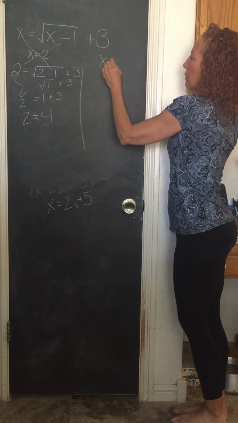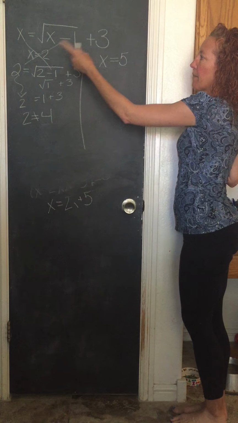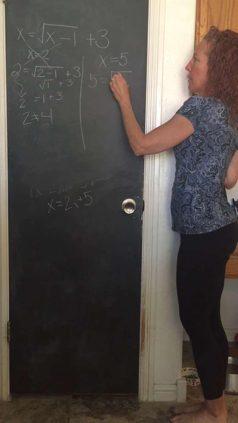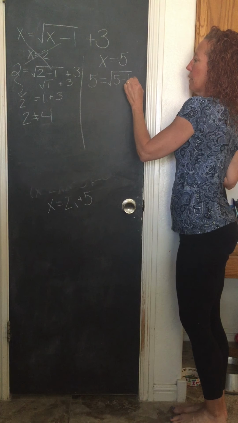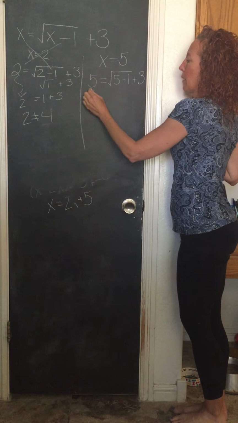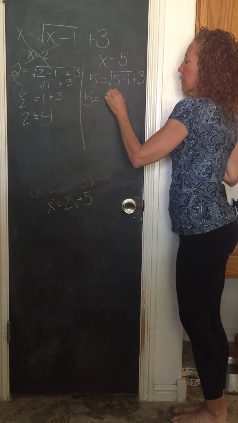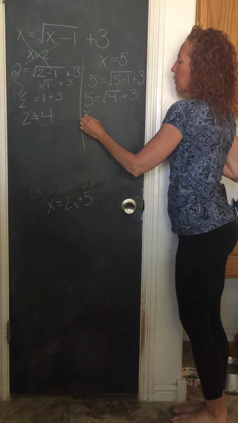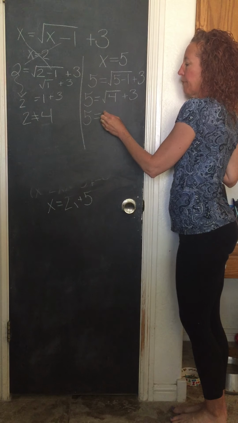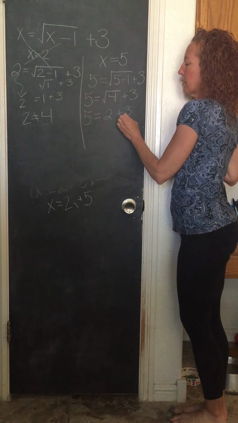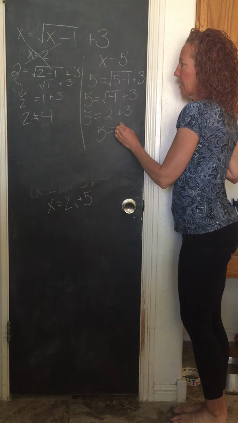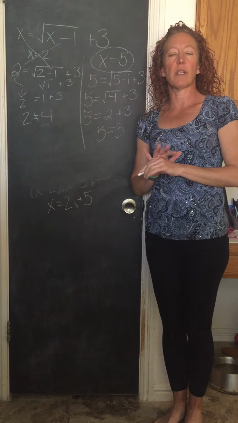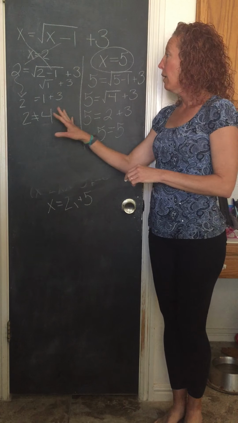Over here, x equals 5. Let's plug that in. 5 equals the square root of 5 minus 1 plus 3. So 5 equals the square root of 4 plus 3. So 5 equals the square root of 4 is 2 plus 3. This one is going to check because 5 is equal to 5. So my only solution is x equals 5.